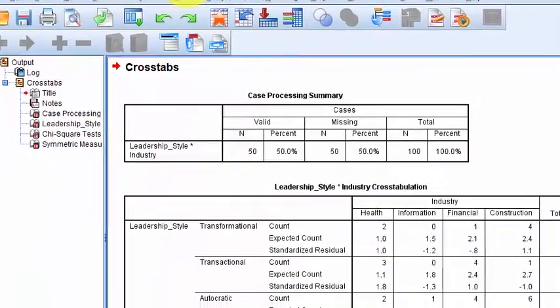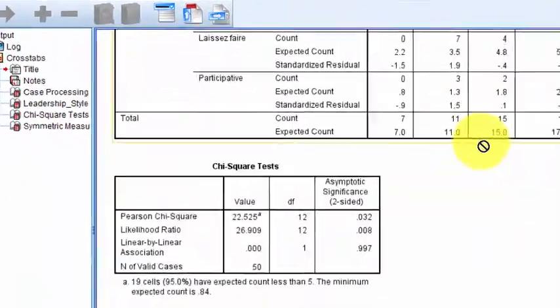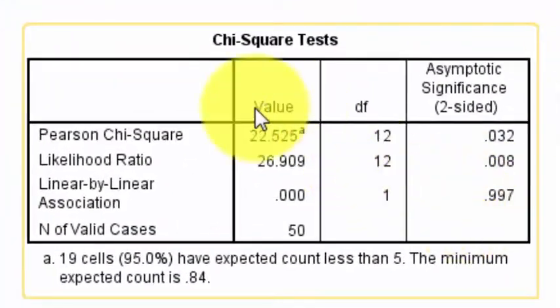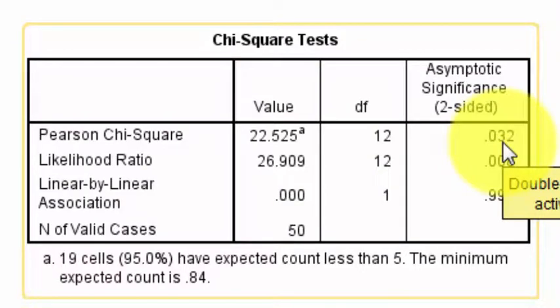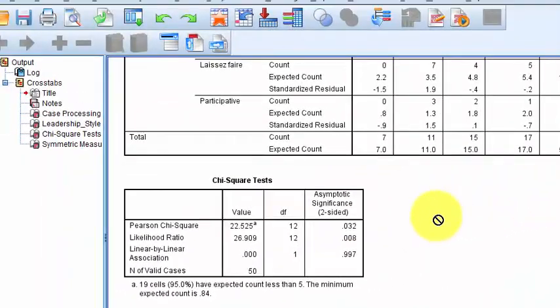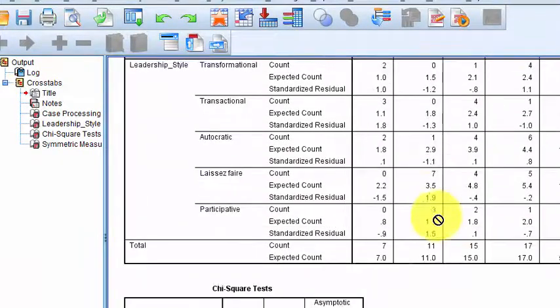So here's our output. First thing I look at is whether it was significant or not. And it was, right? 0.032. That means there's a significant association in there somewhere. So let's try to figure out where that is.